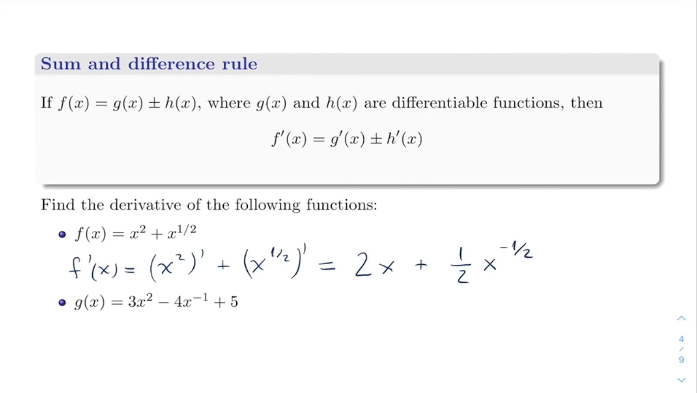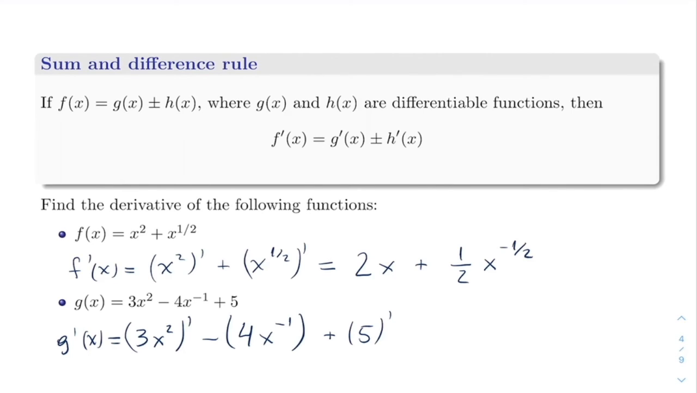The second example involves all the formulas that we've learned so far. So let's try to do this. First of all, we need to use the sum and difference rule to get the following. The derivative will be equal to the derivative of 3x squared minus the derivative of 4 times x to the minus 1 plus the derivative of 5.